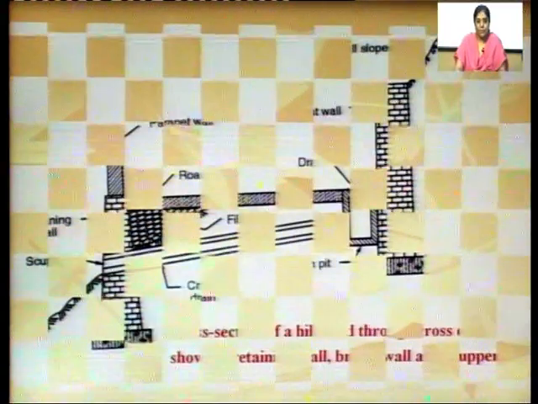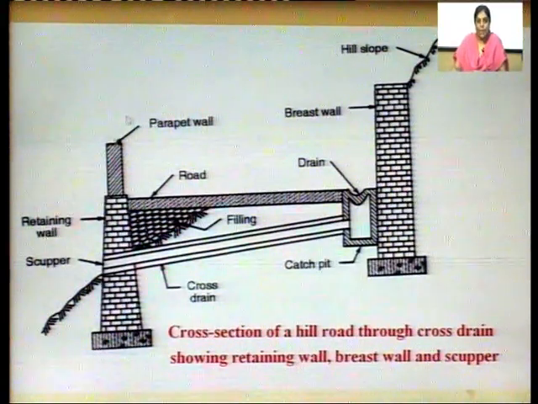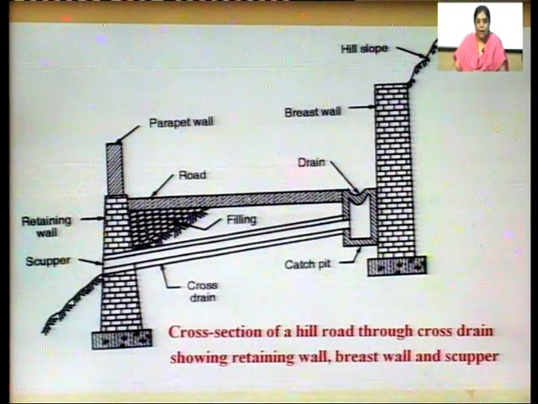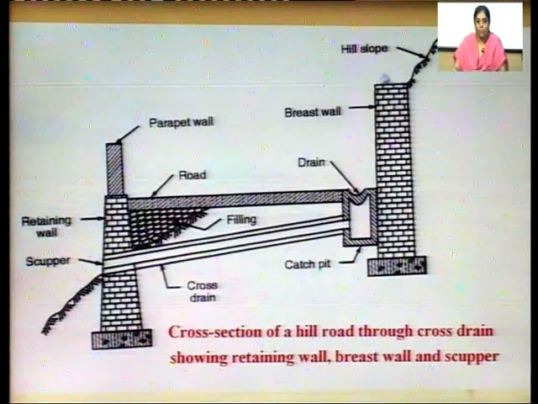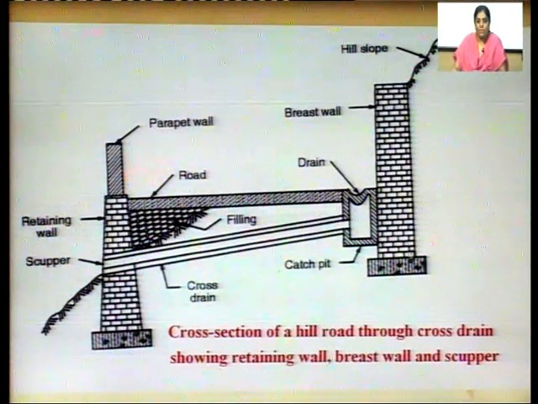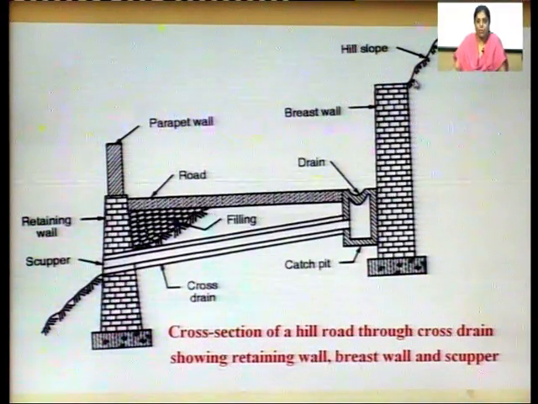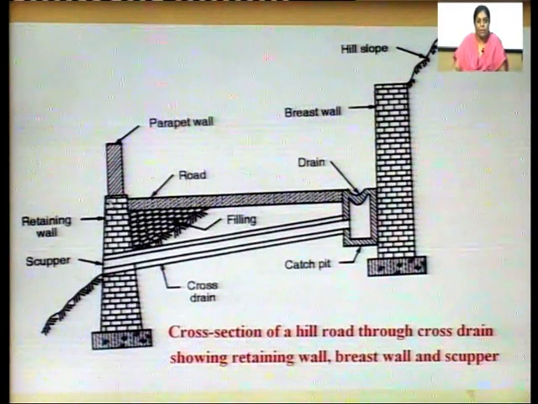So, as we have seen in this diagram, this was the retaining wall and this was the breast wall, which is constructed on the upper side of the slope just to retain this part of the slope. So, this is called breast wall and this is called retaining wall.